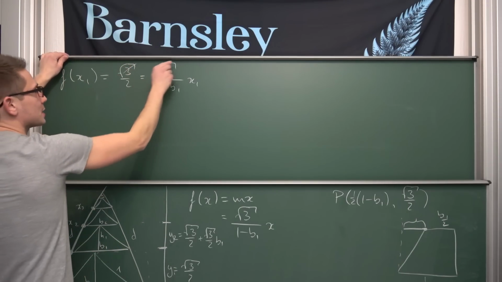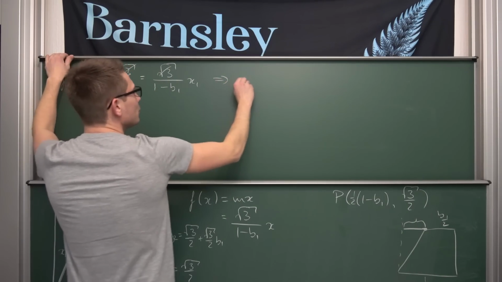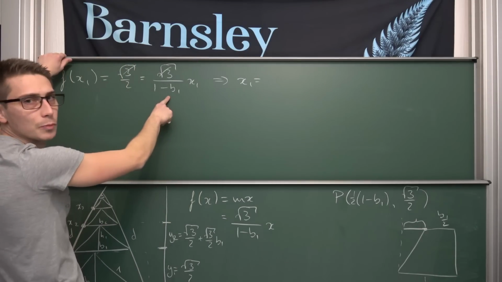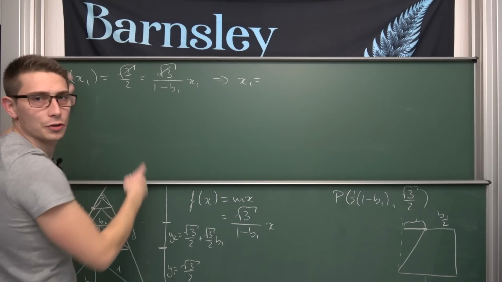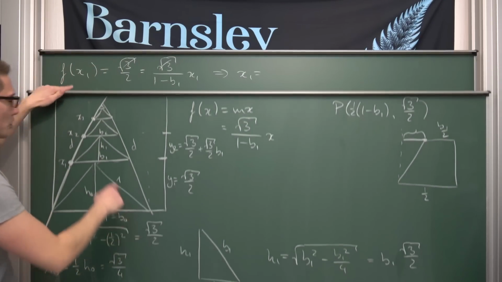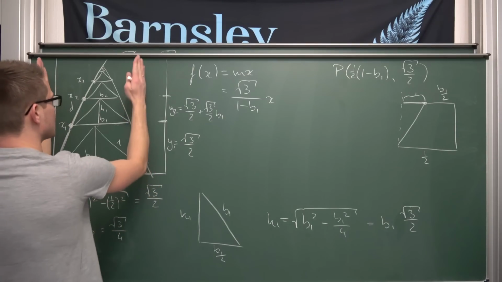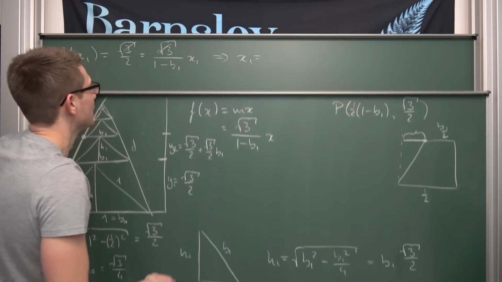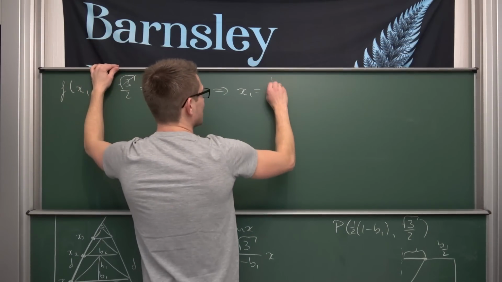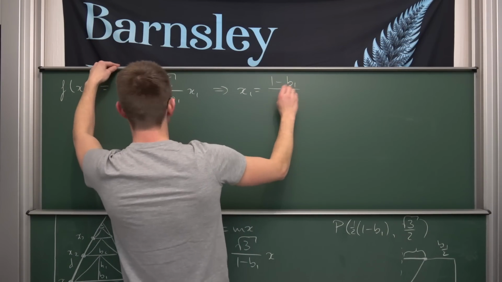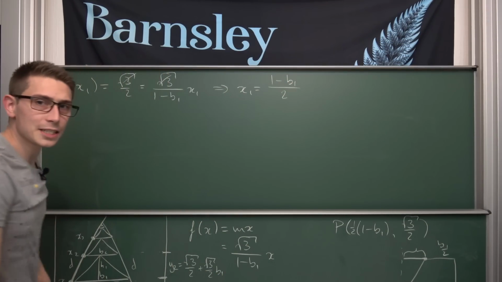So we are going to get square root of 3 over 1 minus b1 times x1. Cool thing is square root of 3 is going to cancel out, leaving us with x1 being hence nothing but multiplying this by 1 minus b1 under the condition that it's not equal to 0. But we don't want b1 to be equal to 1, otherwise we don't have a Christmas tree anymore. Obviously we're going to get x1 equals 1 minus b1 divided by 2. This right here is the first one.